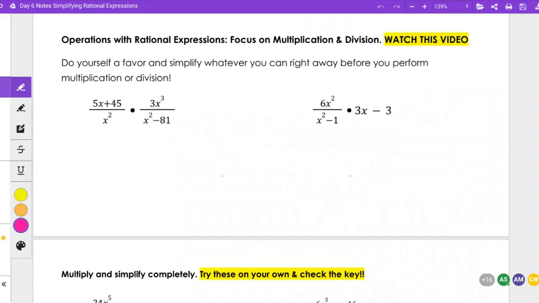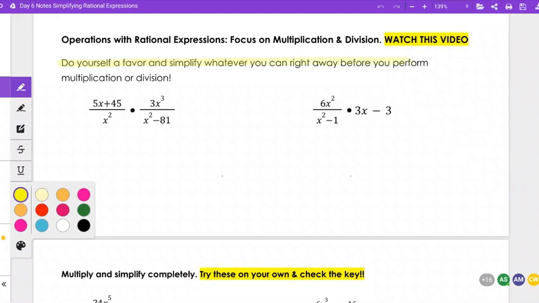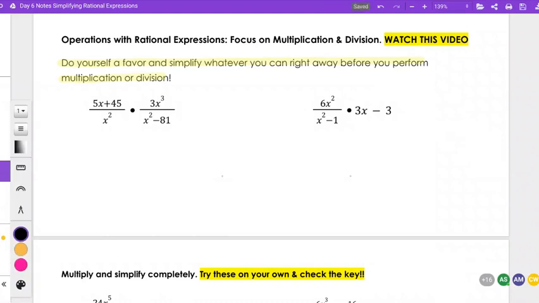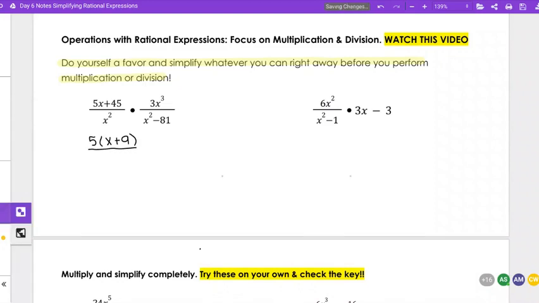Just like it says in the directions, it would be way easier for yourself. So do yourself a favor and simplify right away before you actually combine like terms with the multiplication. What we mean by that is, if you notice, 5x plus 45 has a 5 in common. So we'll factor that out and we're left with x plus 9. Now, x squared doesn't really have anything that you can take out, but if it makes it a little easier to read, you can rewrite that as x times x.